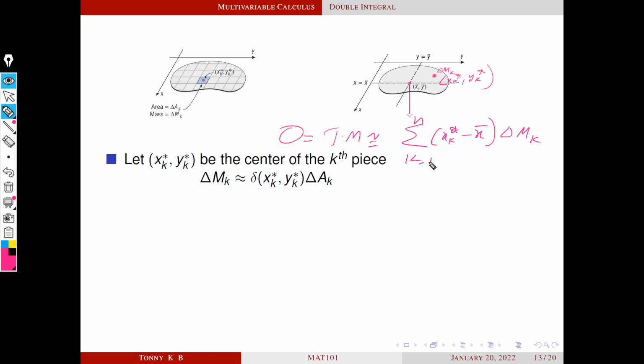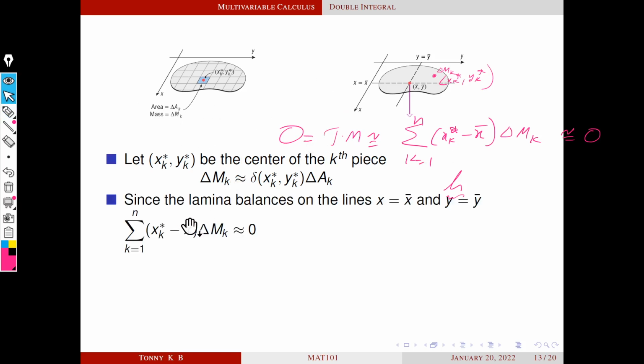Right. That means the sum from k = 1 to n of (xk* minus x bar) delta mk is approximately 0. This is approximately 0 because it is approximately equal to the total moment, and we know that the total moment equals 0. That's why this sum is approximately 0. And this approximation is better when the size of the rectangle is very, very small, or the number of rectangles is very large. So the extreme case is the limit as n tends to infinity of the sum of (xk* minus x bar) delta mk, and the limiting case is equal to 0 because the error is negligibly small.